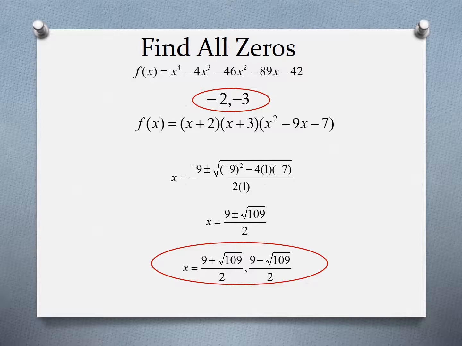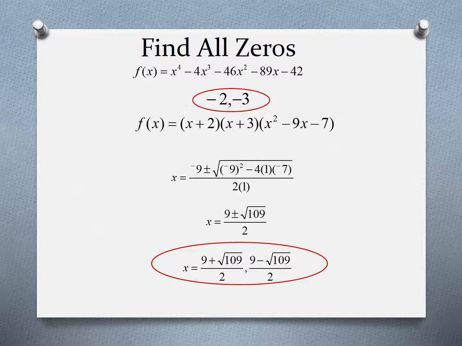I factored out the -2 binomial factor. I factored out the -3 binomial factor. I simplified those, and all I'm left with is the x squared minus 9x minus 7. I set that equal to 0 to find out when this factor is equal to 0. And whenever we do that, we can use the quadratic formula. Notice how I've used the quadratic formula there to find the value of x when x squared minus 9x minus 7 is equal to 0.